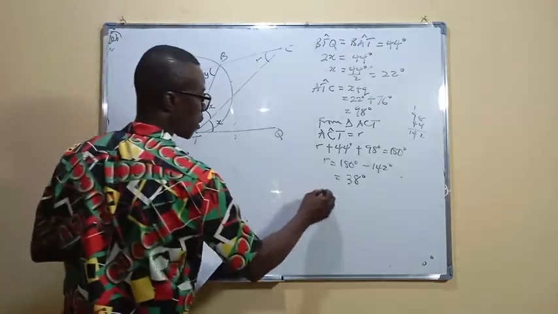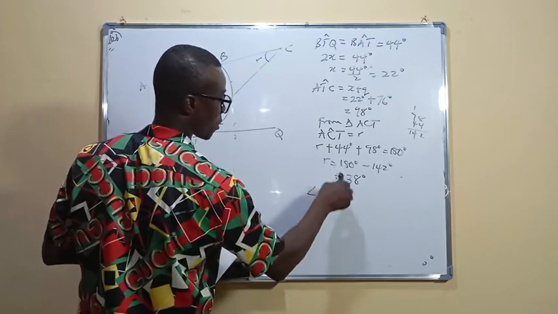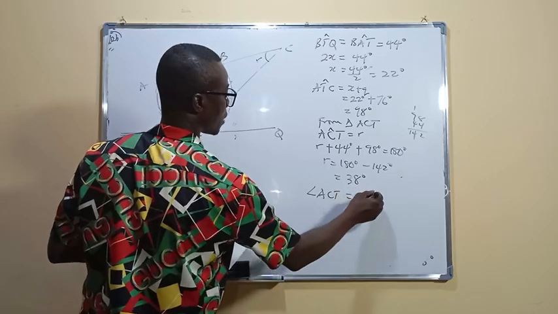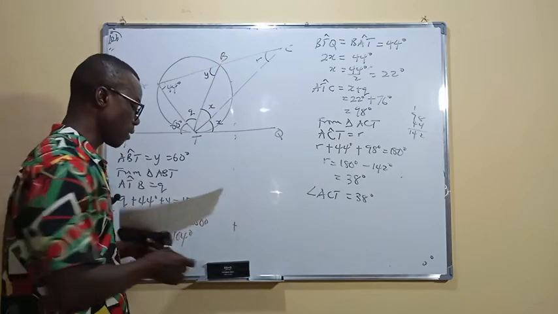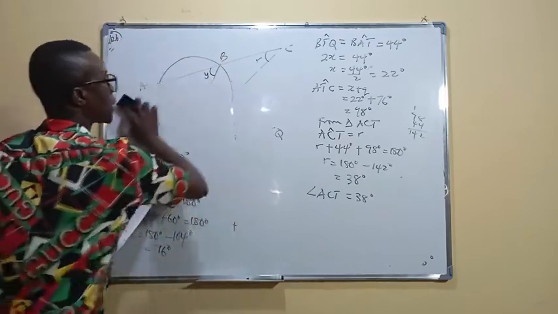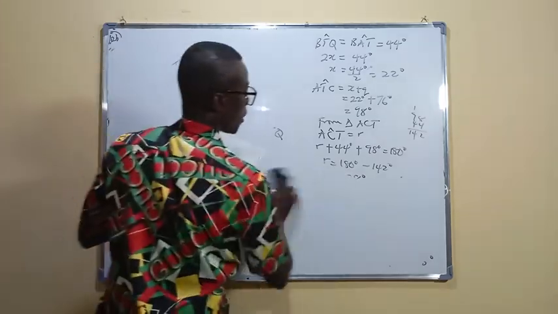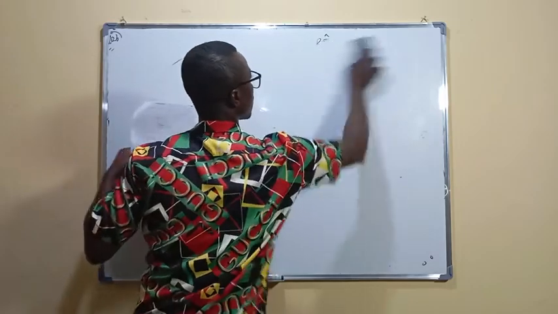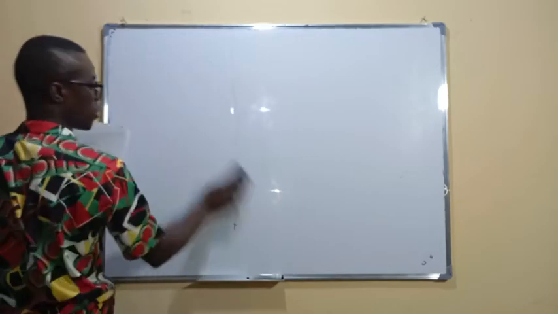So I'm going to say angle ACT is equal to, whichever way you can use this, with the cap there, and that's 38 degrees. Now, the last question, I guess you understand that. That's quite easy. All right. So making use of the theorem helps a lot. You have to have very good knowledge of the theorem to be able to solve all these questions.